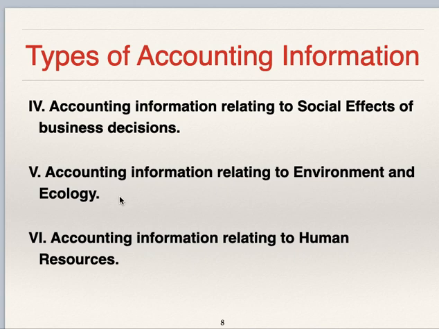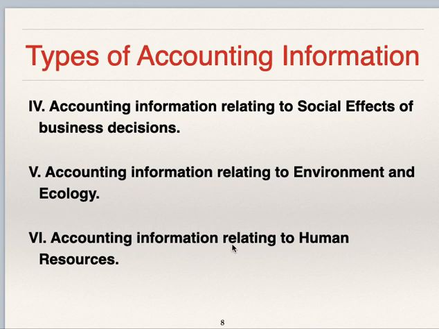Accounting information relating to environment and ecology: waste management, pollution control, CSR activities. All this needs expenditure. All this involves expenditure incurrence, and information about this is provided to the management. This is again internal information for internal users.